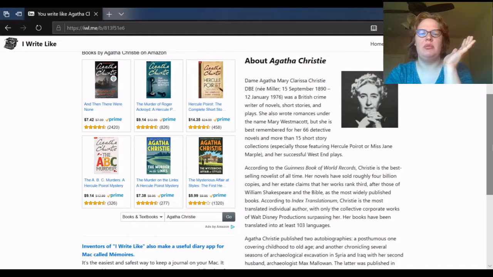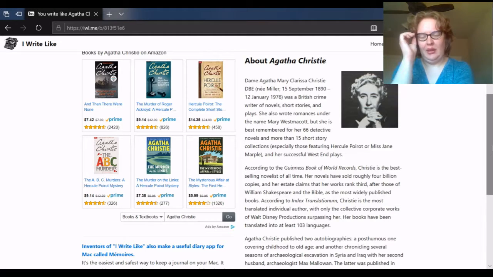Okay, even though most people know who Agatha Christie is, let's read about her. Dame Agatha Mary Clarissa Christie, DBE, née Miller. What does the DBE stand for? Does anybody know?